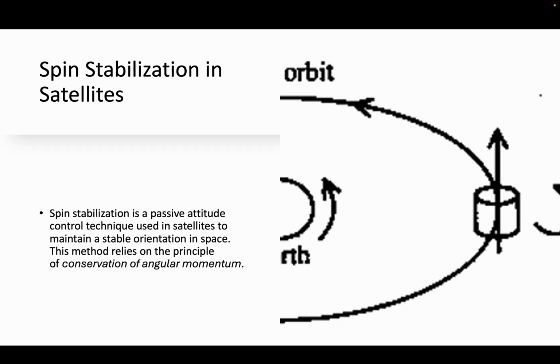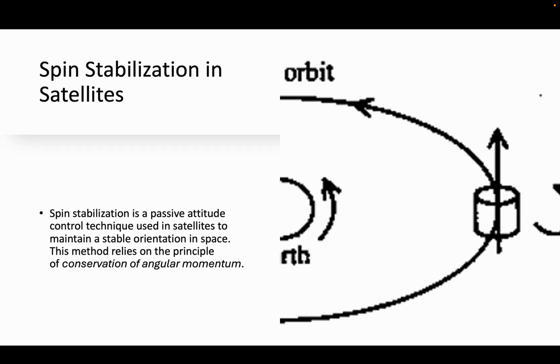If we use fuel from the satellite, fuel which is stored in the thrusters, then it is called an active method. But without using much fuel, if we use a technique to correct the position of the satellite, then we can call it a passive method. So spin stabilization is considered to be a passive attitude control technique used in satellites.